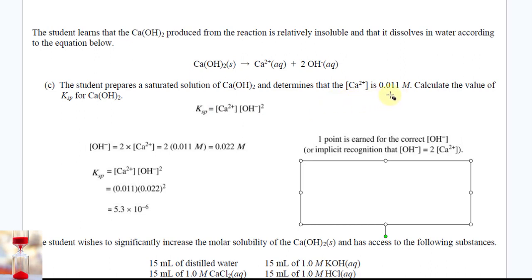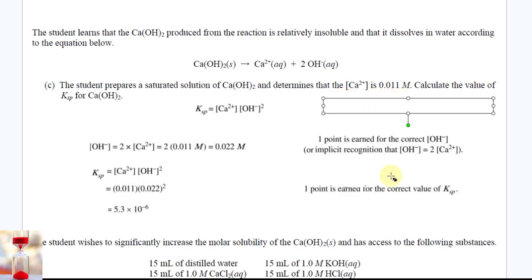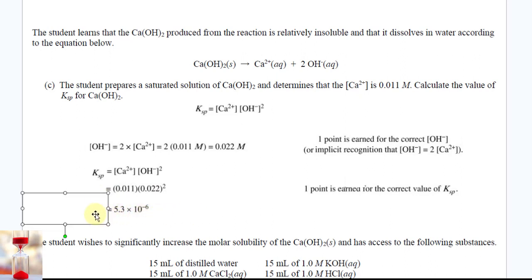They didn't give you the hydroxide ion concentration. 1 point for the correct value for the KSP of this. You'd have to get the right answer. We can move on. Now let me double check. This is low solubility, so we got a small KSP. Did we answer the question? Calculate the value for the KSP for calcium hydroxide? Yes, we answered it. We go on to the next part, smiling.